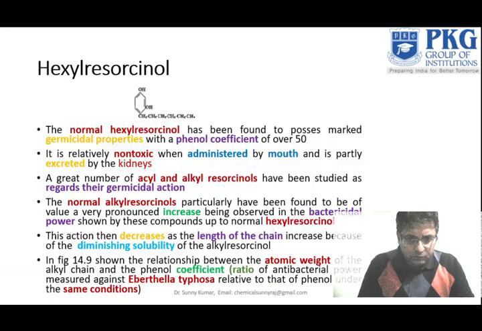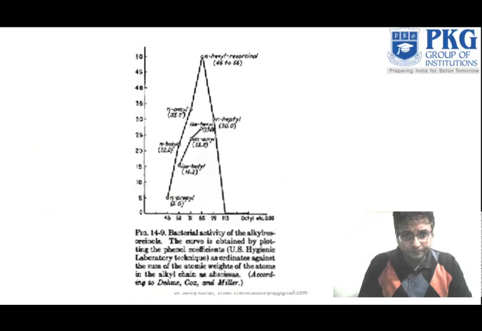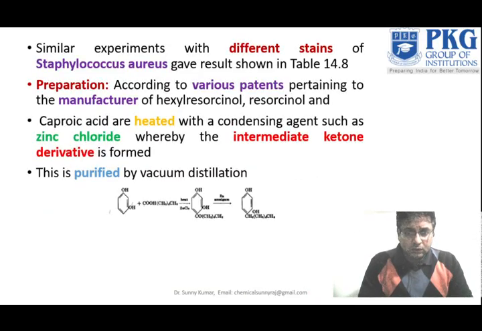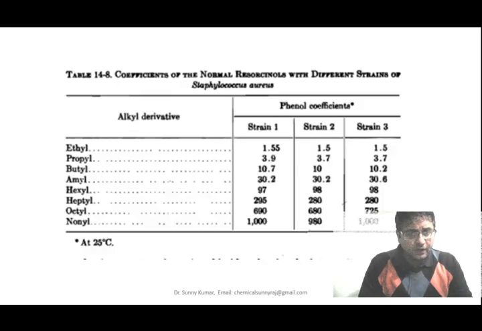So figure 14.9 shows the relation between the atomic weight of the alkyl chain and the phenol coefficient, the ratio of antibacterial power measured against Eberthella typhosa relative to that of phenol under the same conditions. Okay, so this we have already discussed.